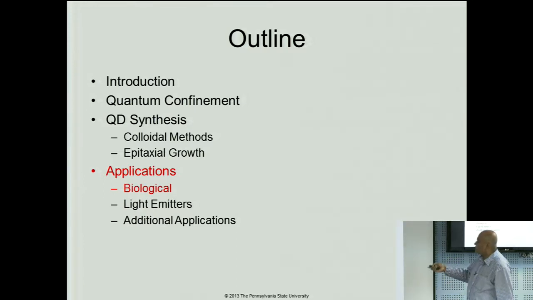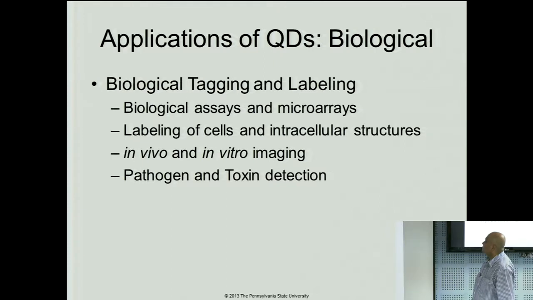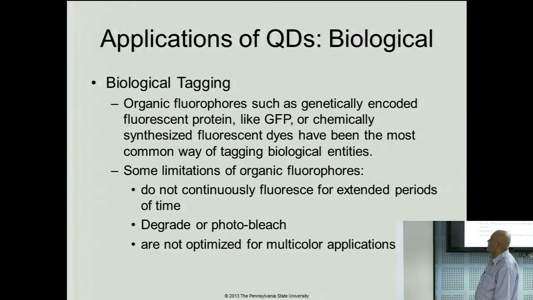So let us now talk about the applications. So we talk about the biological applications. The main applications for quantum dots are tagging and labeling. So we would tag or label that. So you can do in vivo or in vitro imaging. You can do pathogen toxin detection. You can label cells.